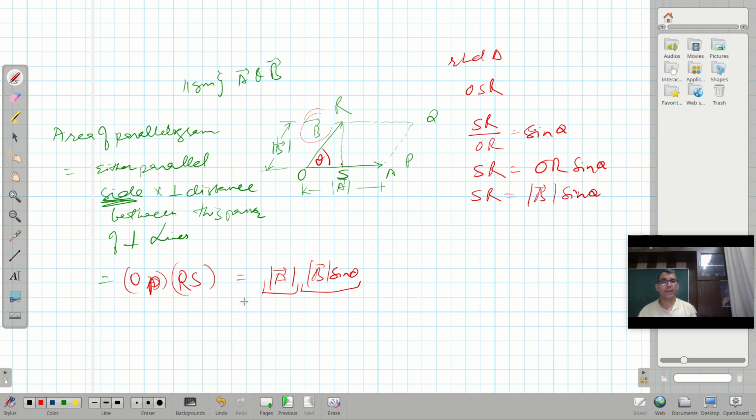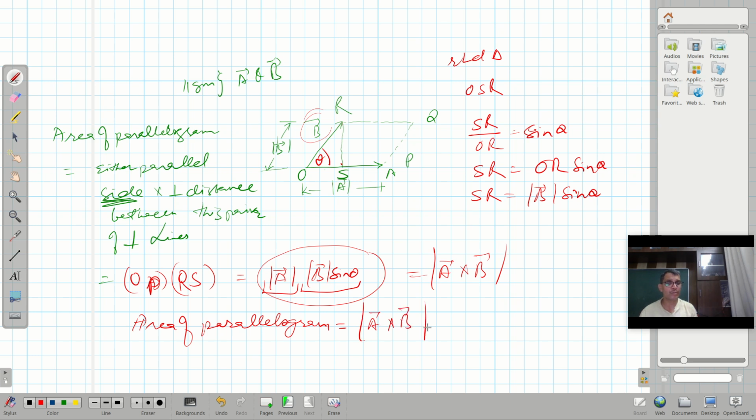So what A cross B represents is the magnitude of the cross product. Thus the area of a parallelogram is equal to the magnitude of the cross product of the vectors forming that parallelogram. This is the way that area can be calculated.